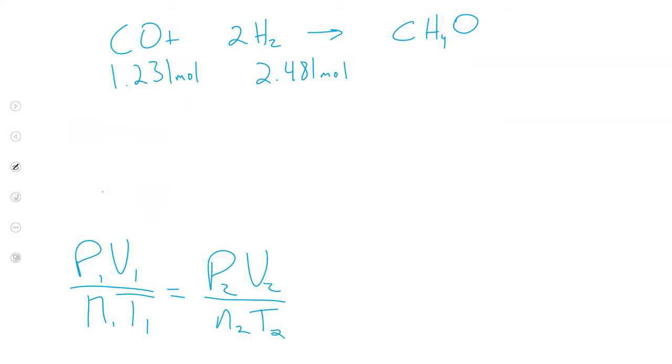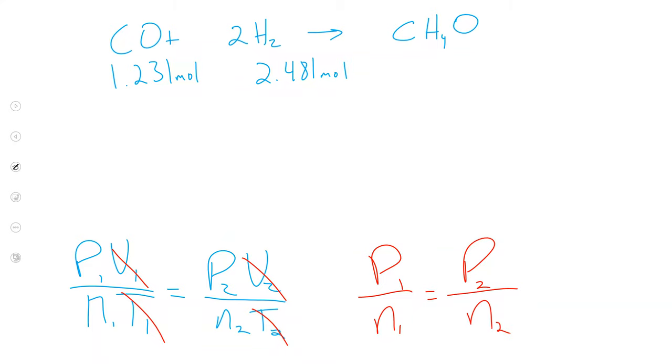and like we said before, anything that's constant gets canceled out. So we know moles is not constant because we have a reaction happening. Pressure is what we're trying to find. Temperature and volume are constant. So we wind up with P1 over N1 equals P2 over N2. So we know P1, 1.51 atmospheres. That was a given, right?